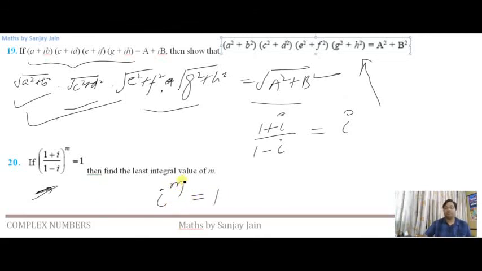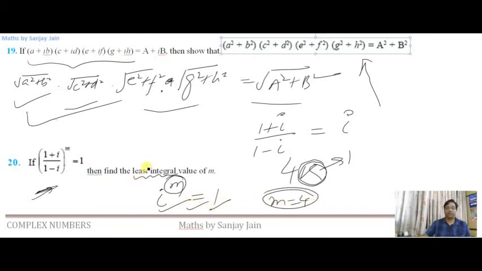So I know m should be a multiple of 4, and I need its least integral value. So the least positive integer that I'll write here is 1, right? So m should be equal to 4 for iota raised to power m equal to 1, and m to be the least integral value.